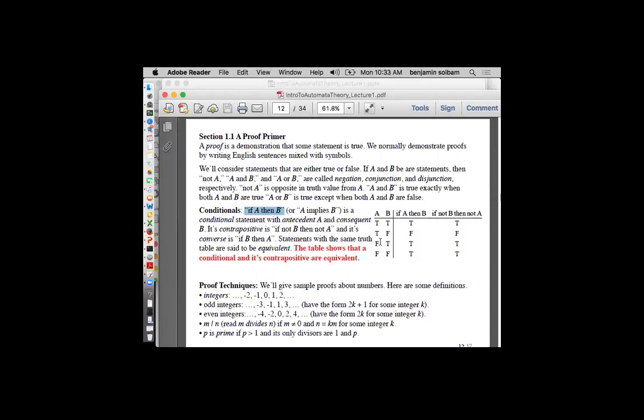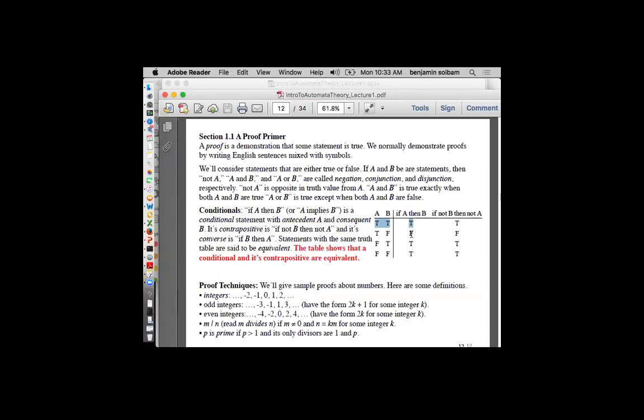So again, you have two statements A and B, so we basically list out all the possible values. A is true, B is true; A is true, B is false; A is false, B is true; then A is false, B is false. Now, let's look at this first. So we have true, false, true, true.